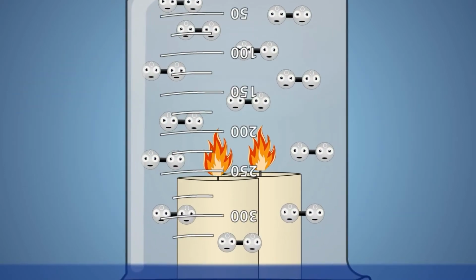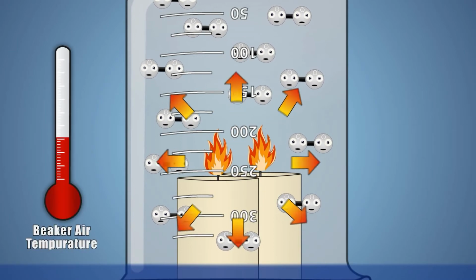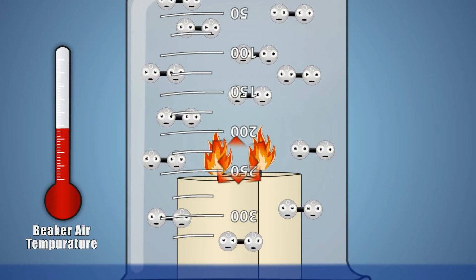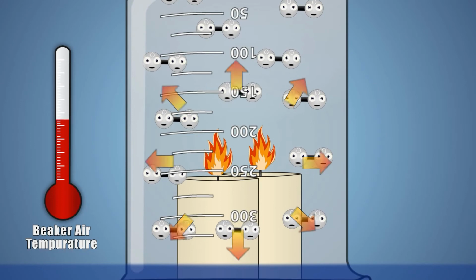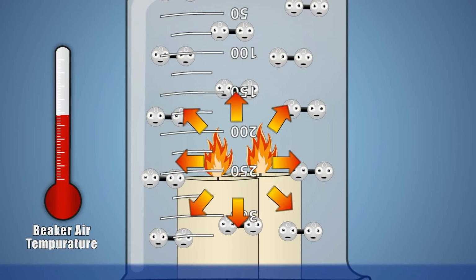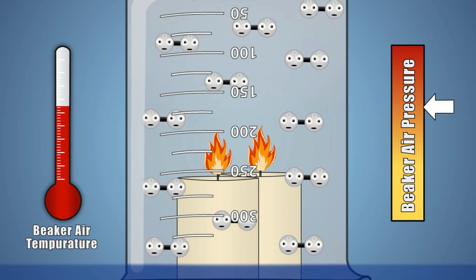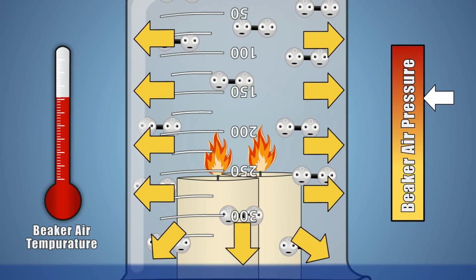In our experiment, our beaker is filled with gaseous air molecules. The energy from our flames transfers to the air molecules, exciting them by raising their temperature. When the air molecules in our beaker are excited, they try to spread further apart, but because our beaker won't expand like a balloon, the volume of space our air molecules can take up is limited. As they try to expand in volume, the air molecules press harder and harder against the walls of our beaker and the water at its base.